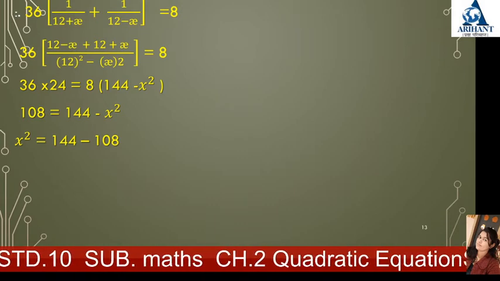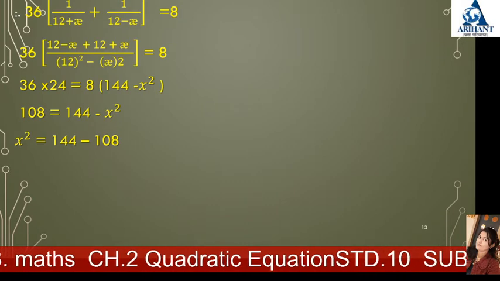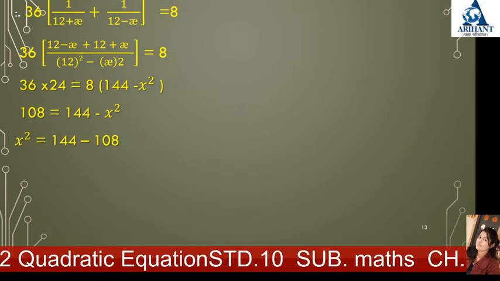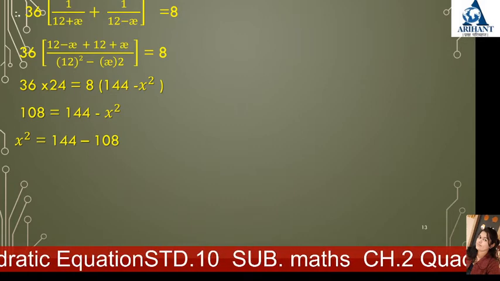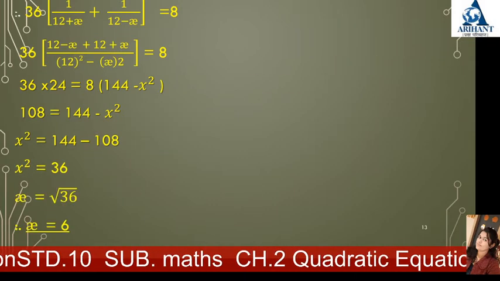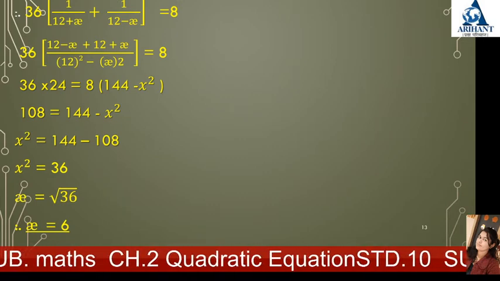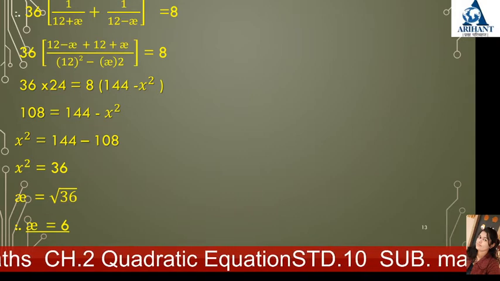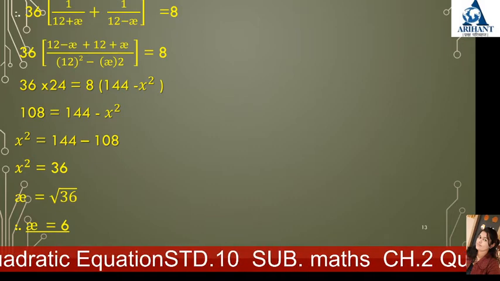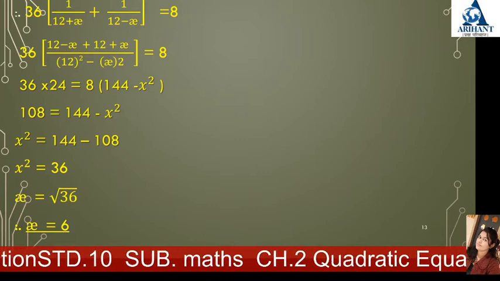So let's simplify. 36 into 24 is 108. 108 is equal to 144 as it is minus x square. So x square is equal to 144 minus 108. It is simple subtraction. So x square is equal to 36. Now x square is there. We need the value of x only. So let's take the square root of 36. So x is equal to square root of 36. Therefore x is equal to 6.